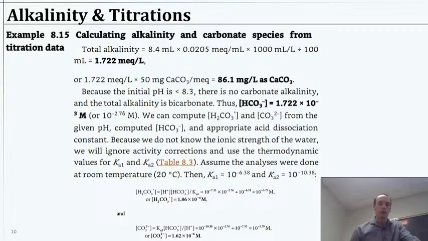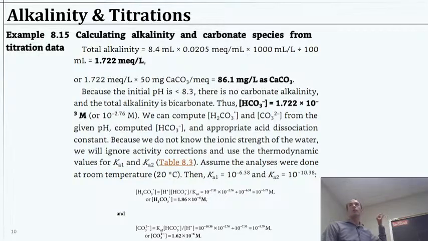We can compute the carbonic acid and CO3 2- from the given pH and the computed bicarbonate. Okay. We don't know anything about the ionic strengths. We're ignoring activity, and they do those calculations. So yeah, they're basically saying, well, at pH 7.2, and I'm going to flip back through a bunch of slides to find that graph. It's just going to be a little more convenient that way.